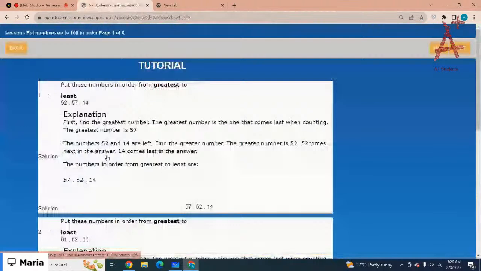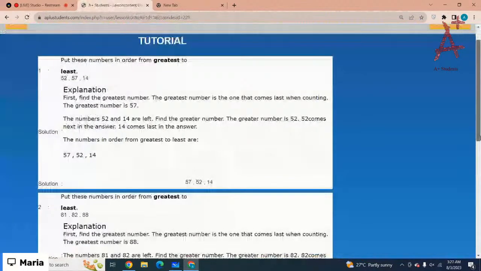Now you are left with only two numbers, 52 and 14. Just look at the greater number. The greater number is 52. Then you have 14. So when you arrange, it would be 57, 52, and 14, right? Whenever you have to arrange the numbers, always start with the greatest. Find the greatest one. Then again, you have to find the greater number from the numbers that you are left with, right?